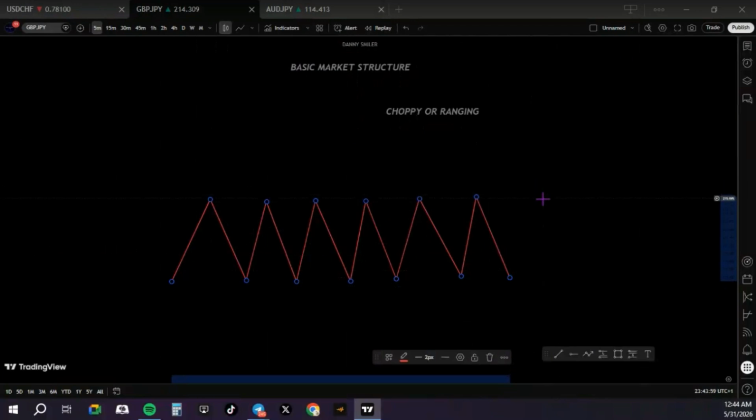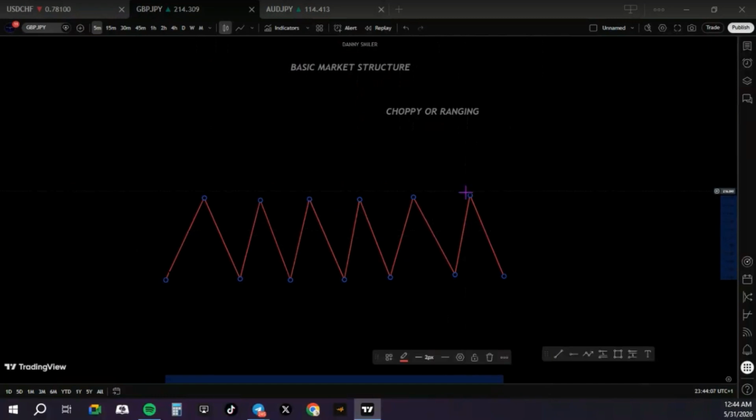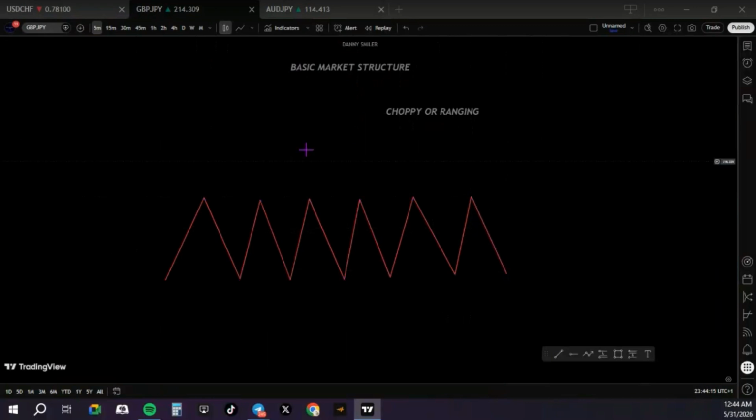Do you understand? Okay. So that is it. So this is a choppy market. This particular market doesn't have a direction. It doesn't give you a clue if it's going up or if it's actually going down. So this is it.